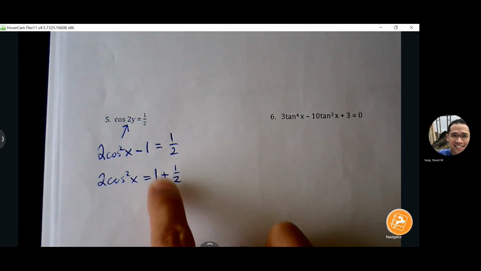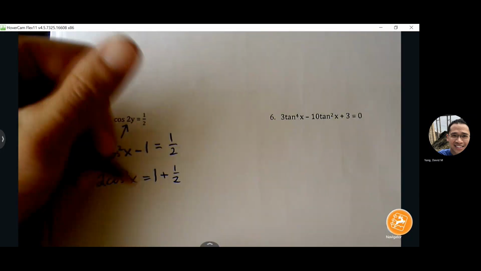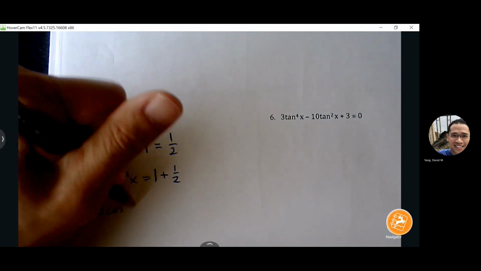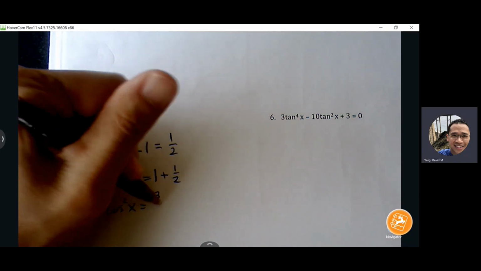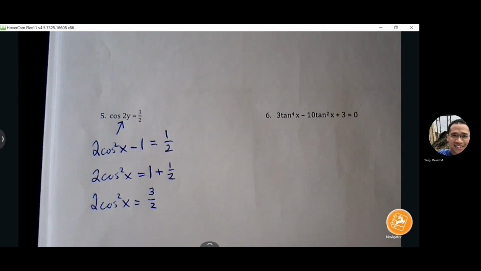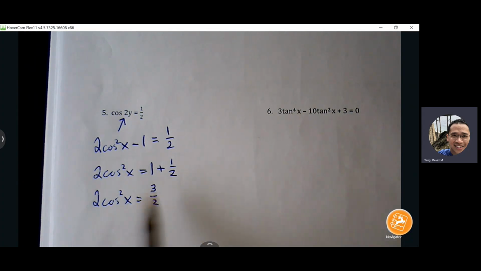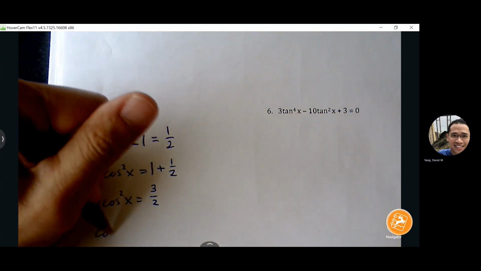Okay, 1 plus 1/2, what does that become? Which is? What's that as a fraction? 3/2, right? Okay. Dividing by 2, I got a fraction here. So dividing by 2 would be the same as doing what? Yeah.